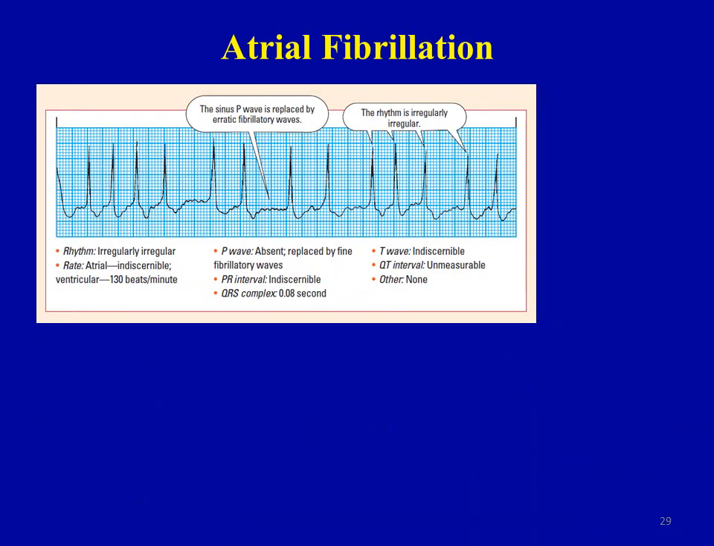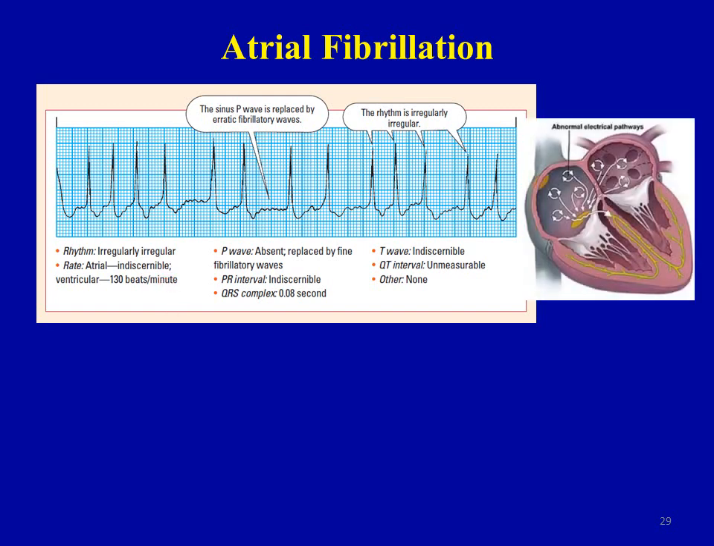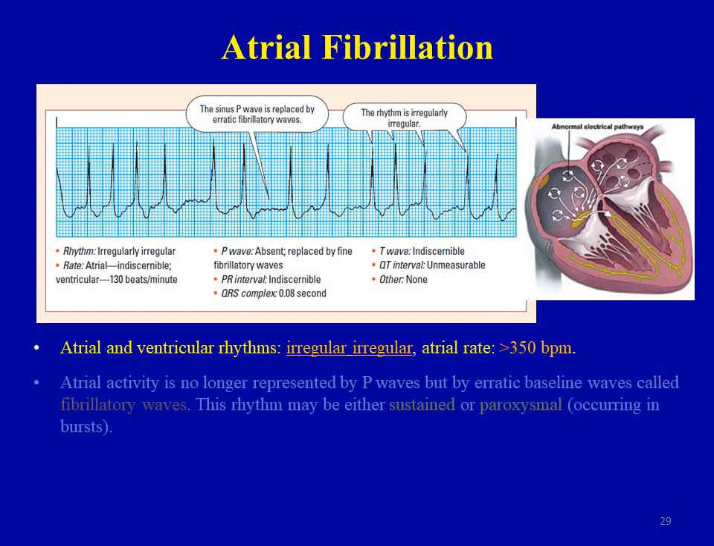Finally, we have the atrial fibrillation. Atrial fibrillation is an example of atrial tachycardia where the rhythm is irregular, and the rate is indiscernible, cannot be calculated because it is above 250 beats per minute. It is usually due to reentry circuits that arise in different locations in both atria. So the atrial and ventricular rhythms are irregular, and the atrial rate is more than 350 beats per minute.